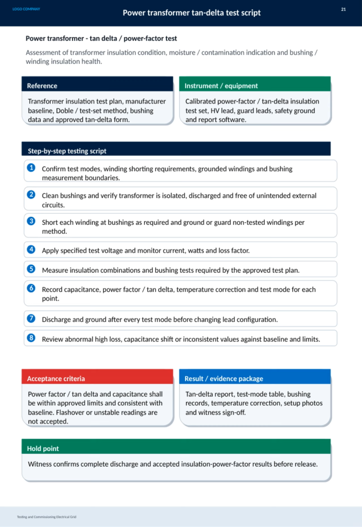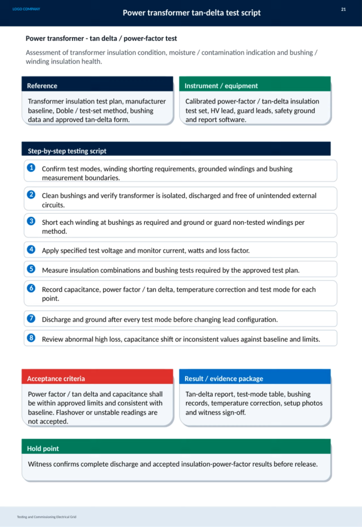The step-by-step process starts with confirming test modes and winding configurations, cleaning bushings, verifying isolation and discharge, and shorting windings as needed. We then apply the test voltage, monitor measurements like current, watts, and loss factor, and record capacitance and temperature corrections for each point. Between tests, we discharge and ground the transformer to maintain safety. It's crucial to review any abnormal high losses or shifts against baselines.